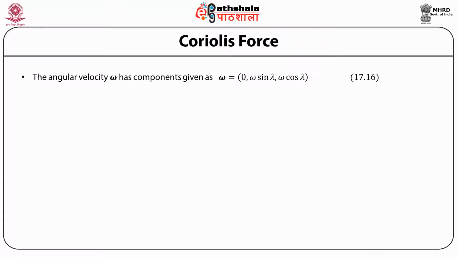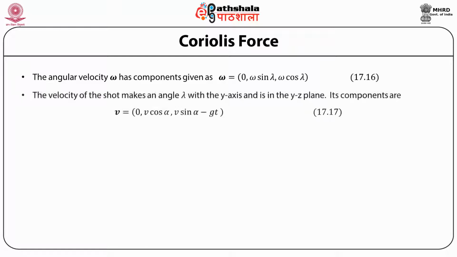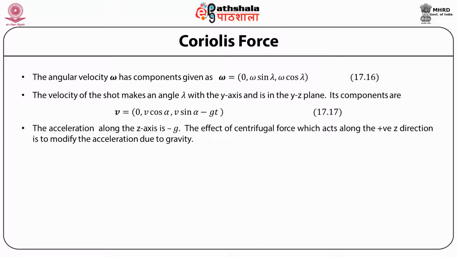The angular velocity omega has components along these three axes: the x component of omega is 0, the y component is omega sine lambda, and the z component is omega cosine lambda. The velocity of the shot makes an angle alpha with the y-axis and is in the yz plane. Therefore, the components of the velocity of the shot are: x component is 0, y component is v cos alpha, and the z component is v sin alpha minus gt, because the acceleration along the z-axis is minus g.